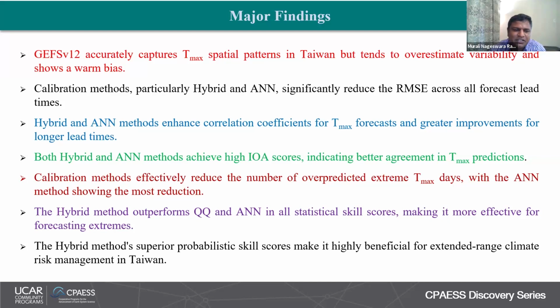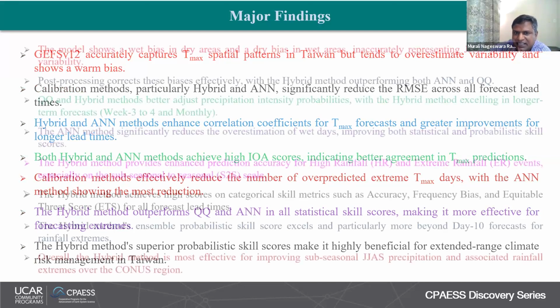The ANN method shows the most reduction, with a slight underestimation when compared with the observation, but the hybrid method is the same as the observation. So the hybrid method outperforms the QQ and ANN in all statistical skill scores, making it more effective for forecasts. The hybrid method is superior, and even its probabilistic skill scores make it highly beneficial for extended range climate risk management in Taiwan. This is the case of the Taiwan study.